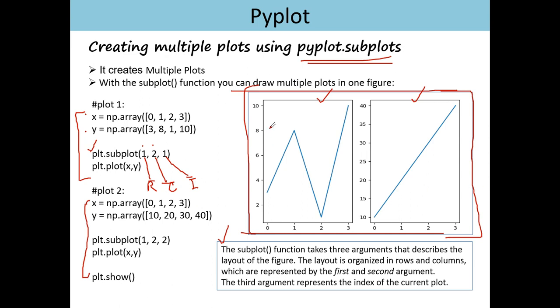If you give 2 here, there will be 2 rows. Okay, so we can show it. Here again, plotting x and y, you will get these things.